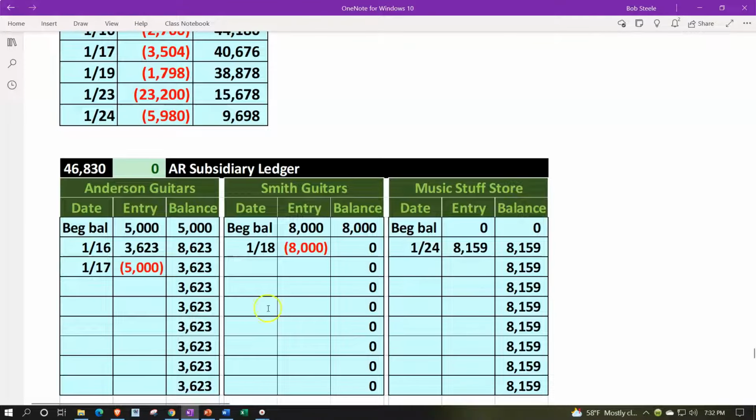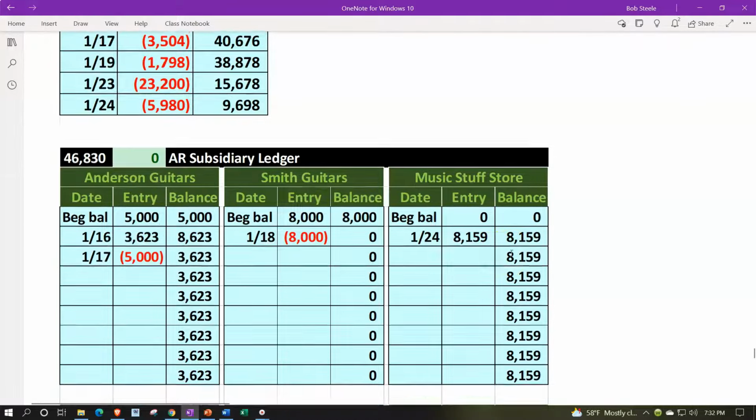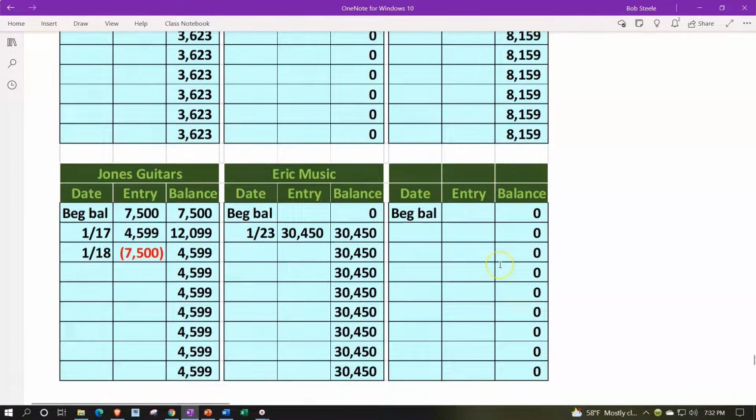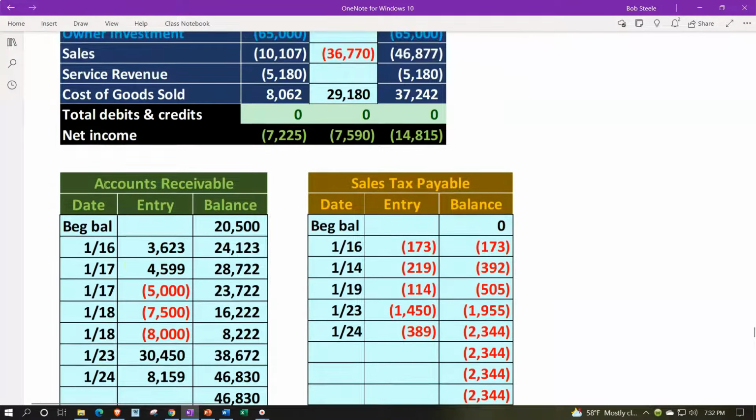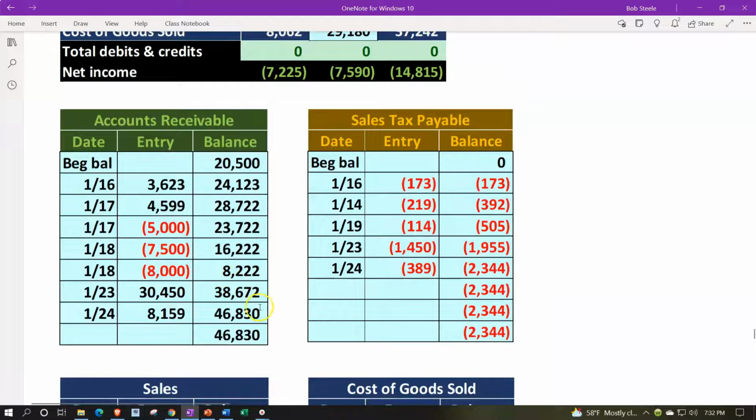If we look at the accounts receivable subledger, we have this detail for the receivable, which is up top, 8159. So 8159 is Music Stuff Store. It was at 0, went up by 8159 to 8159. If we add up all the subledger accounts for the customers, it ties out to the 46,830. That should tie out to up here, the 46,830 on the GL.